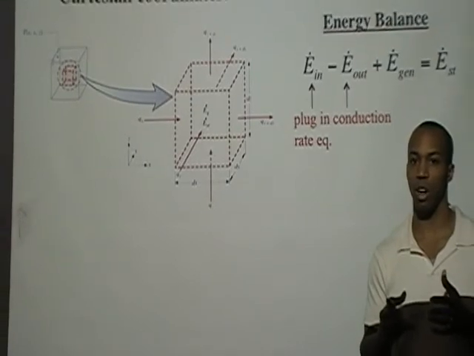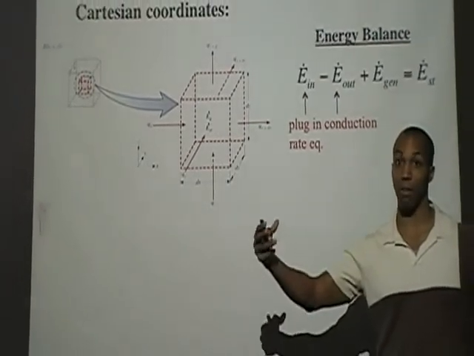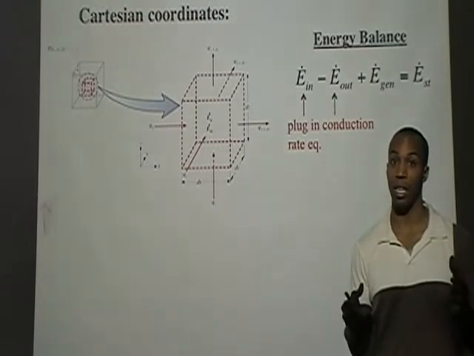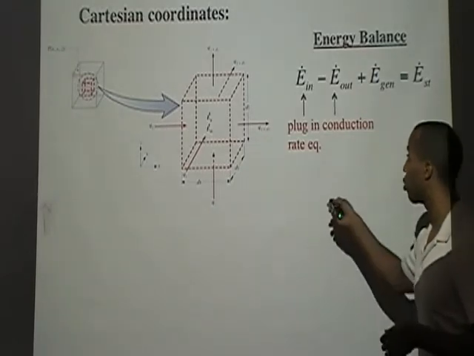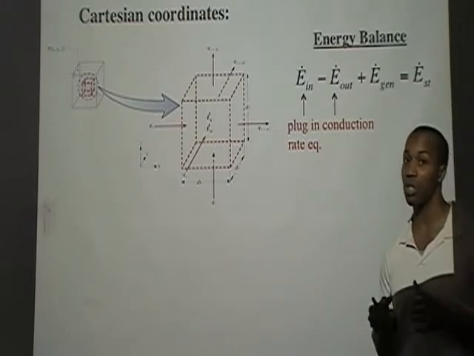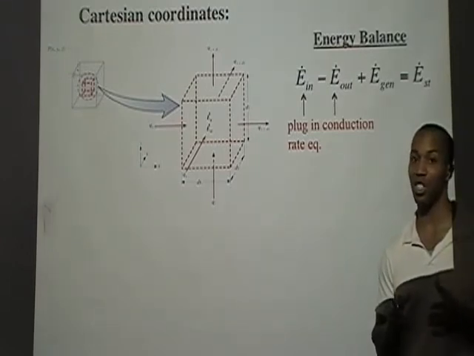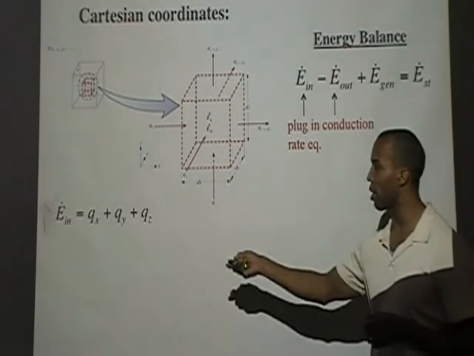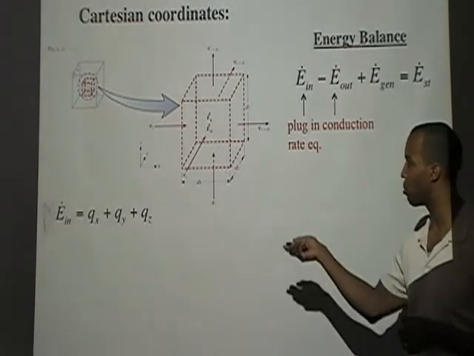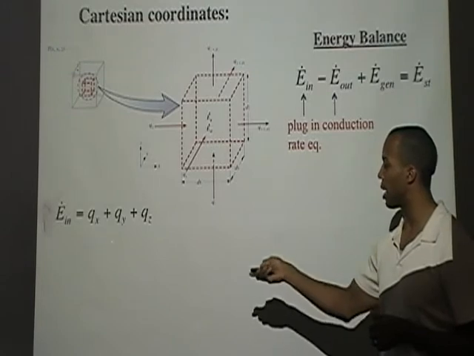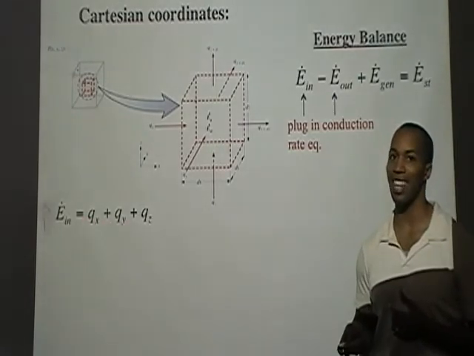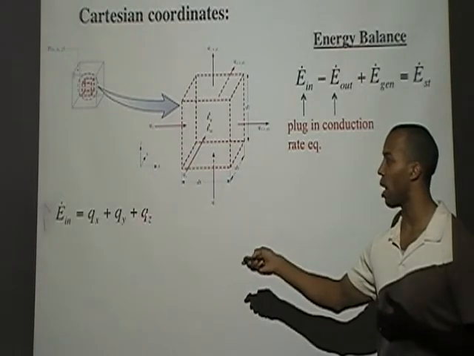Radiation and convection occur on the outer surfaces of a medium or a body. But we're dealing right now with the inner surfaces, these inner control volumes. So the energy in and energy out are always going to be a balance of conduction rate equations. So here we have our energy in. And I mentioned previously, energy in equals the sum of all of the conducted energy in, Qx, Qy, Qz.